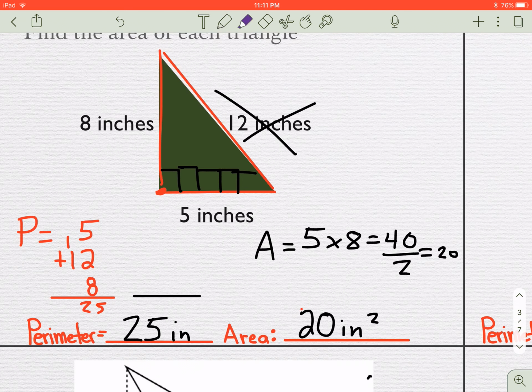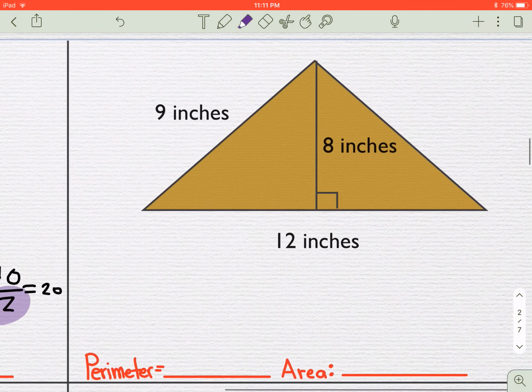The biggest thing kids forget to do in 6th grade is divide by 2 for triangles. If you think about the words trapezoids and triangles both start with T, so does the word 2. So when we find the area of a triangle or find the area of a trapezoid, we have to divide it by 2. All right, let's do another example.